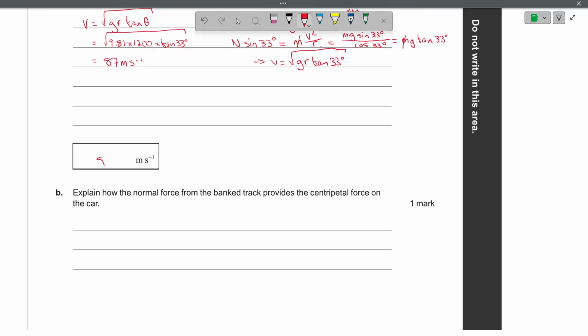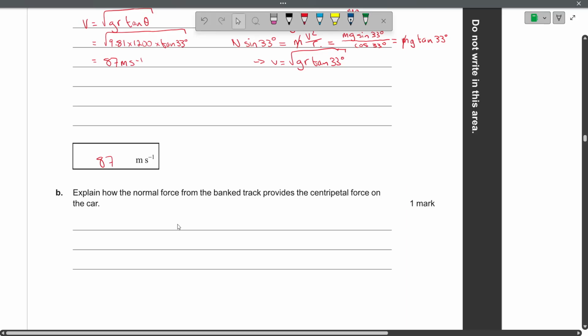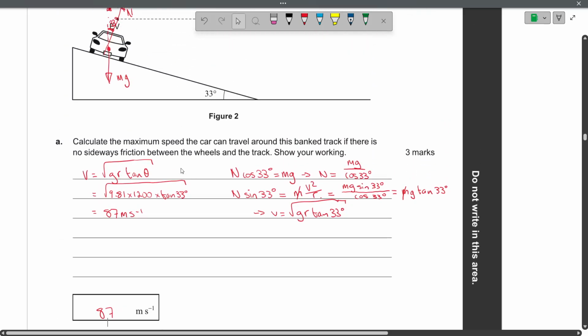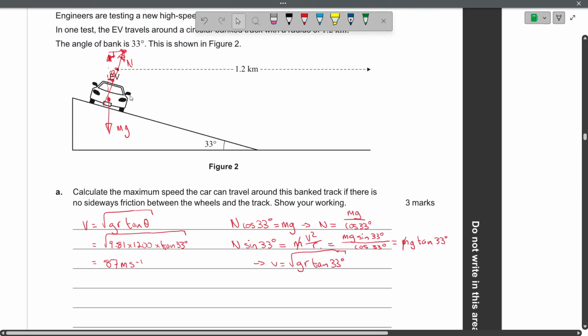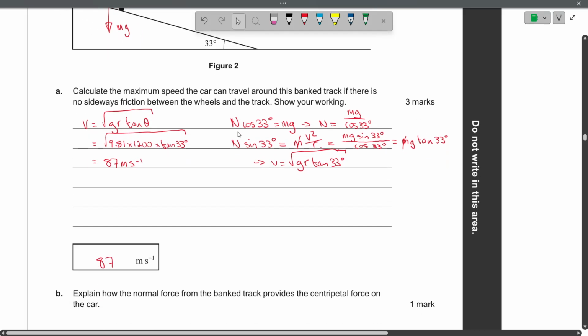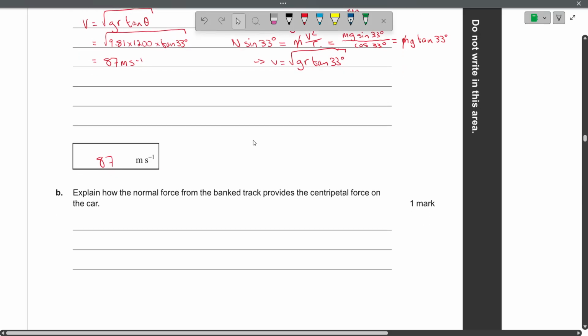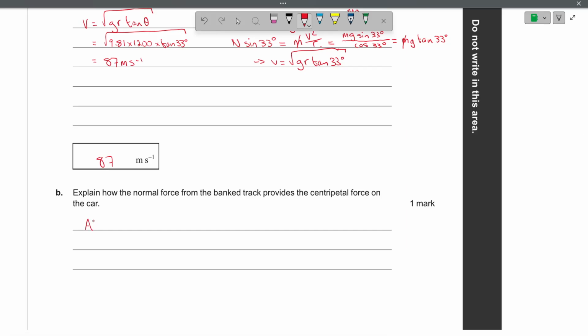Chuck it in here. Question 2b: Explain how the normal force from the banked track provides the centripetal force on the car. Like I said before when we were deriving this equation, the centripetal force is provided by an unbalanced horizontal component of that normal force. So what I would write is something like this.